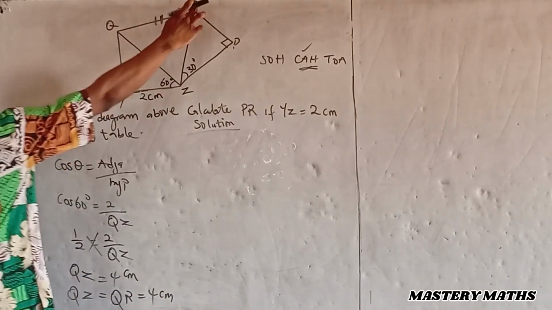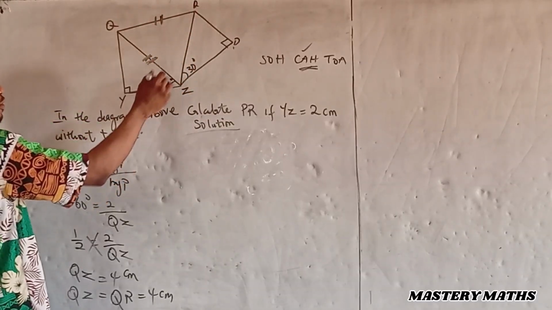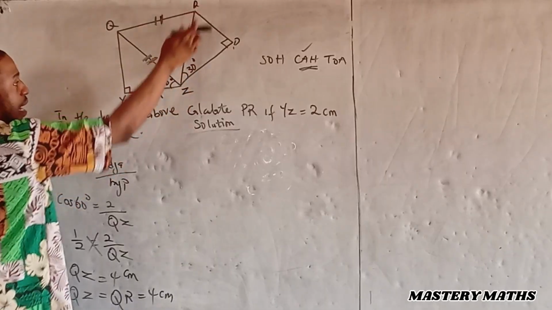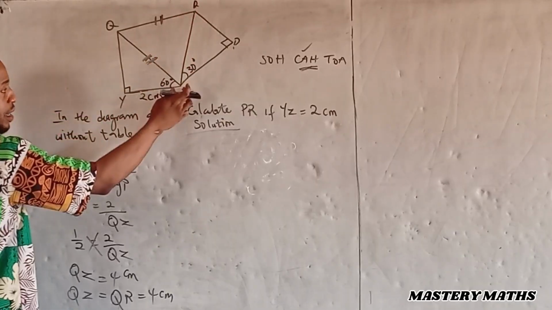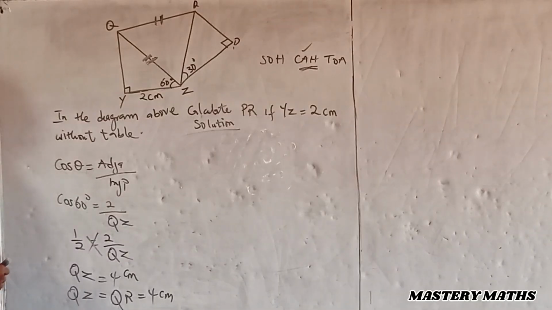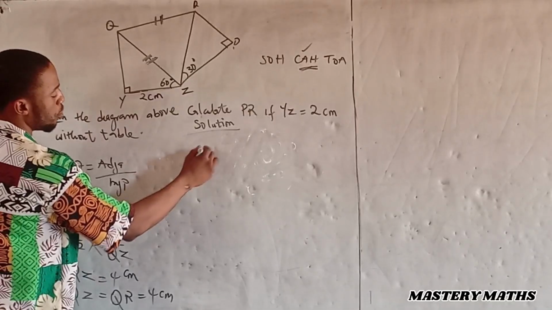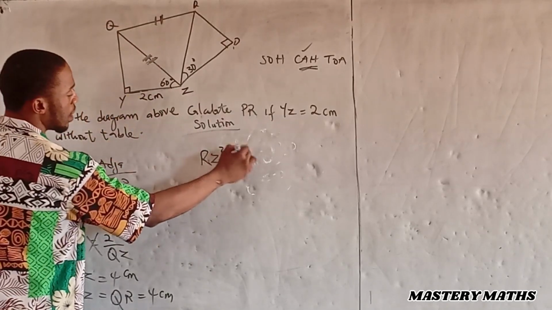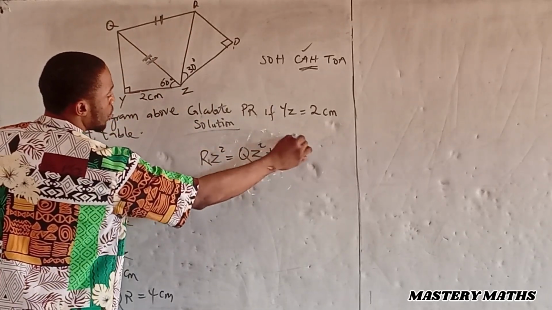Now if here is 4 centimeters, we need to look for this side, because here is giving us 4, here is giving us 4, and this side is not given. Now how do we get this side? Because if you watch now, here is the biggest side of the angle, which is the hypotenuse side. We introduce what we call the Pythagoras theorem, using it to look for our RZ. So RZ squared is equal to QZ squared plus our QR squared.